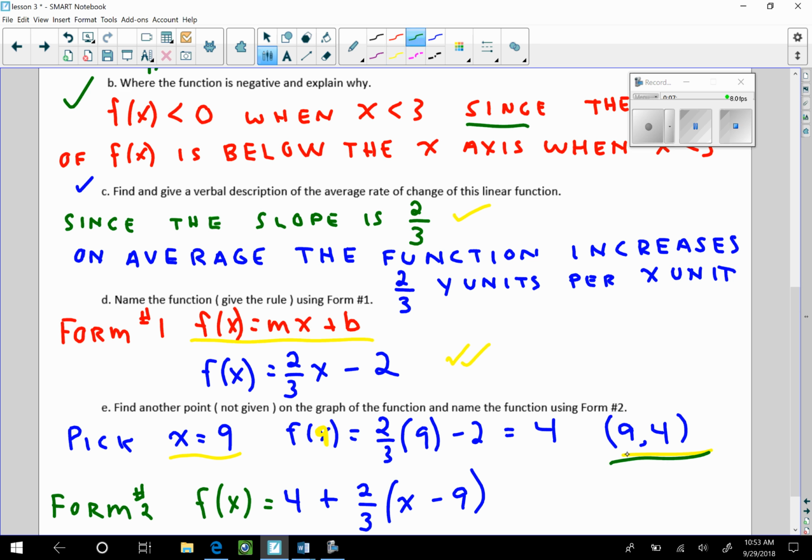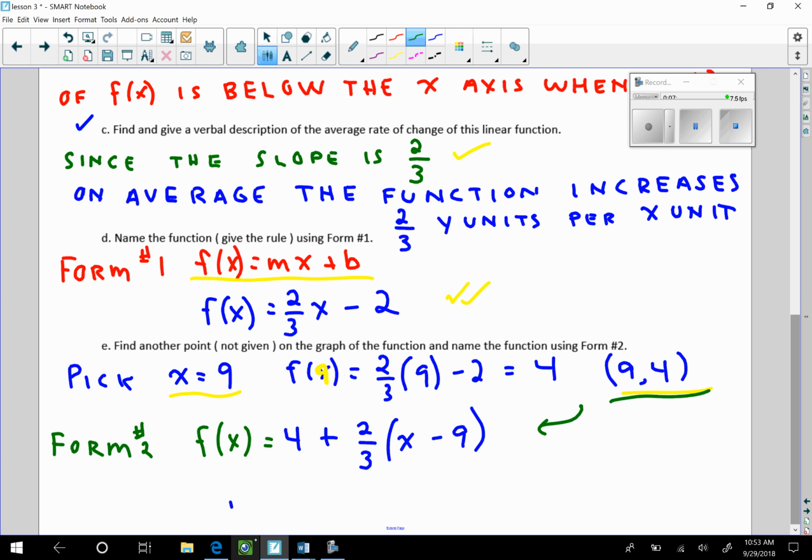And keep in mind, there are infinitely many points that I can use for form 2, which is the point-slope form. I put the x in for the 9, I put the 4 in for the y, and I just write that I have the same slope. So this is form 2: f of x is equal to 4 plus 2/3 quantity x minus 9. And hopefully you would know by this point that these represent the same linear function.